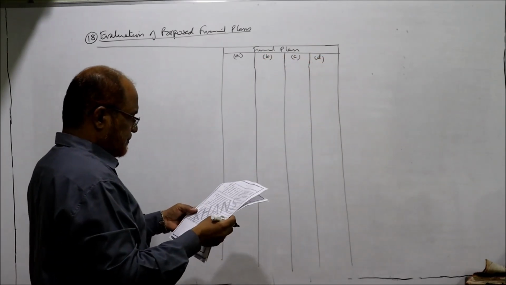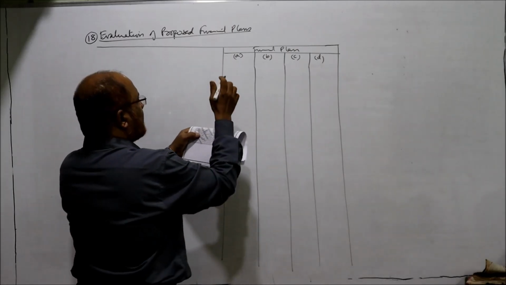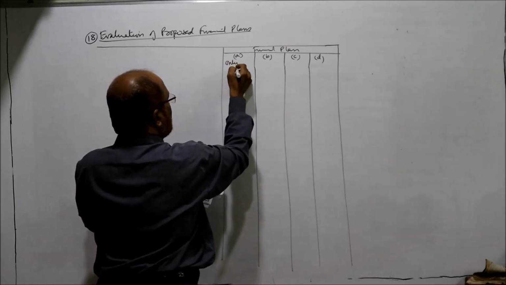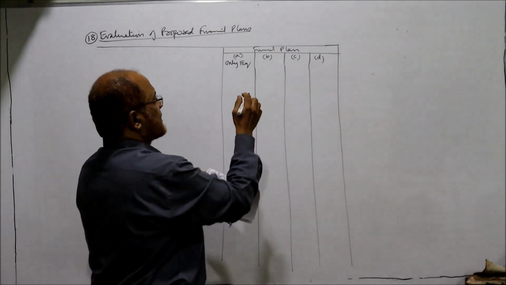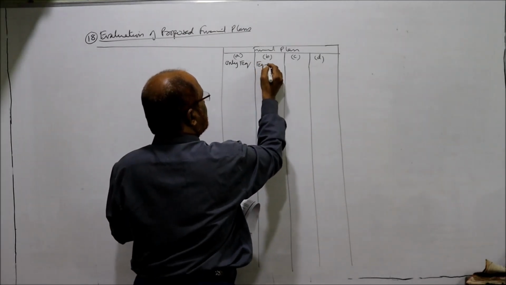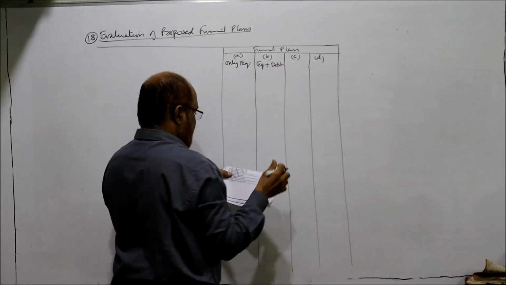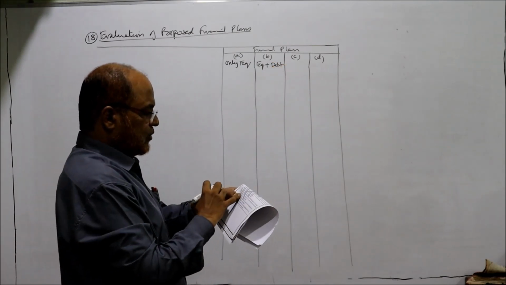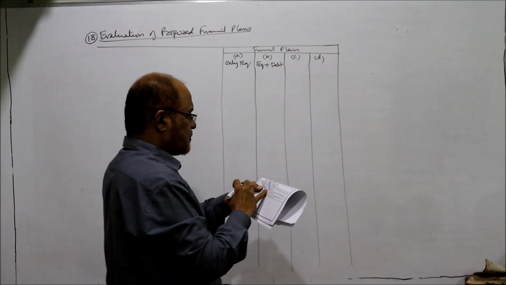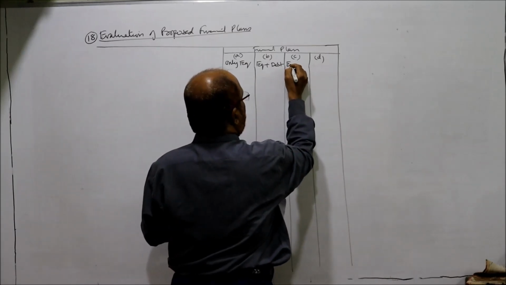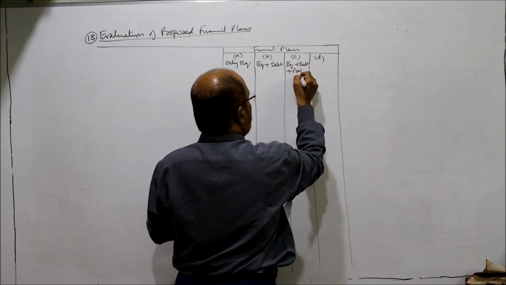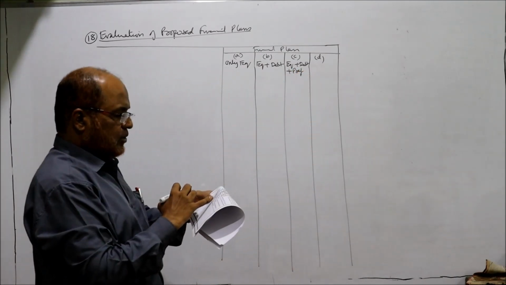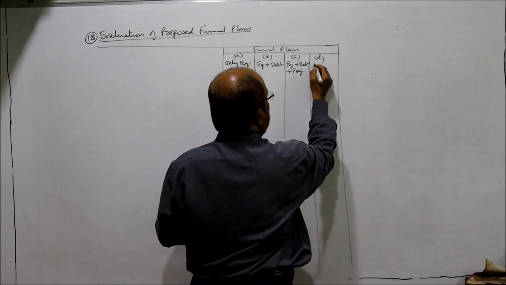In the first plan, the entire amount is equity, so only equity. Second plan, we have equity plus debt. Third plan, we have equity plus debt plus preference. Last plan, equity plus debt plus preference.